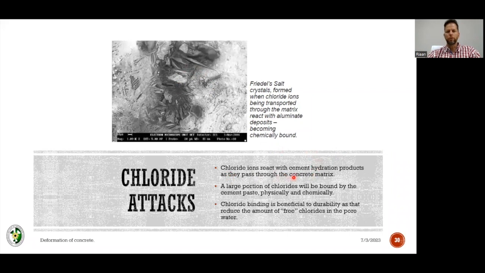A large portion of the chlorides will be bound by the cement paste, physically and chemically. So chemically by reacting, forming a Friedel salt, but then physically as well, if the Friedel salt crystal that is formed now traps a chloride ion. That ion cannot go and do any damage. It's now been secluded from everything else around it. And chloride binding is beneficial for durability, as there is a reduced amount of chlorides in the pore water.